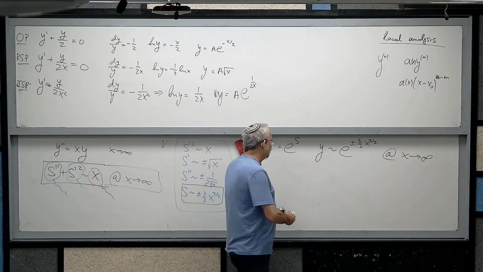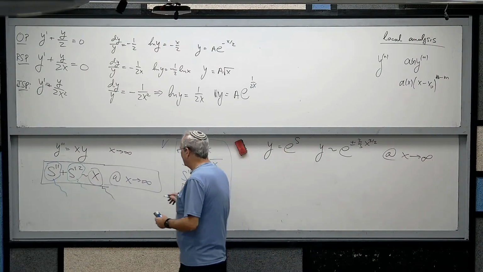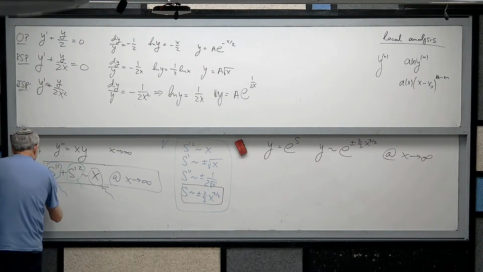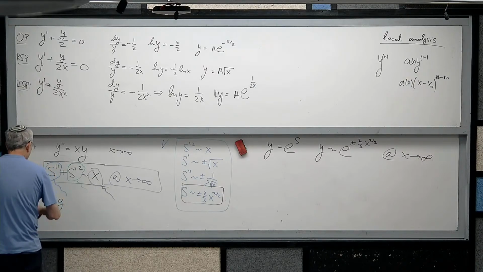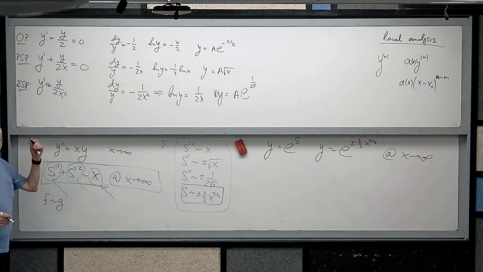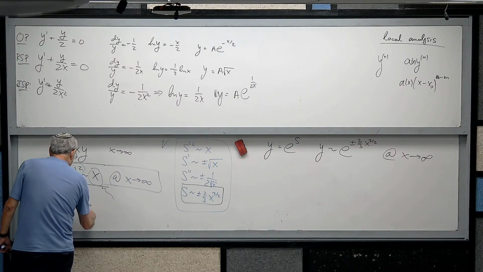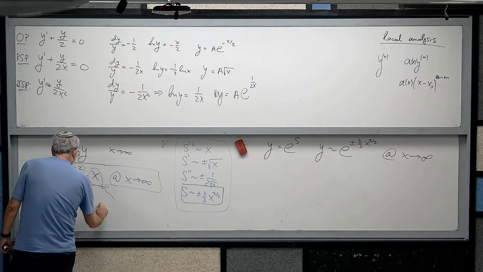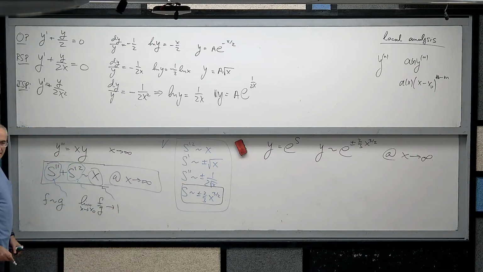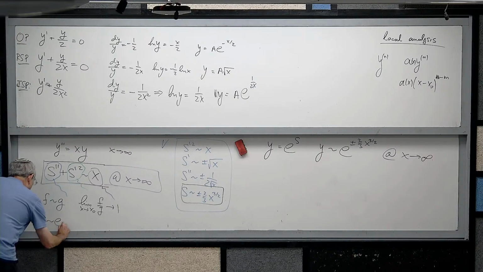We have a general question here. Suppose f is asymptotic to g as x goes to x naught. This implies that the limit as x goes to x naught of f over g is going to 1. What can we say about e to the f being asymptotic to e to the g?